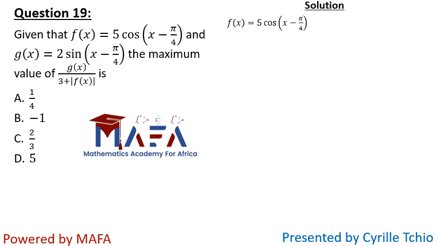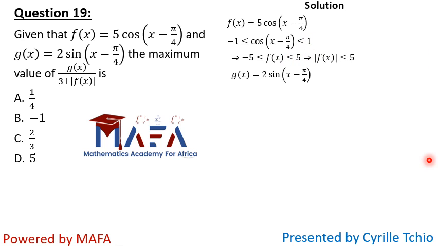We have f of x equal to 5 cos of x minus pi on 4. But we know that negative 1 is less than or equal to cos of x minus pi on 4, less than or equal to 1, for every value of x. Yes, this inequality holds for every value of x, because cosine is always between negative 1 and 1. If you multiply every side of this inequality by 5, you are going to have negative 5 less than or equal to 5 cos of x minus pi on 4, which is f of x, less than or equal to 5. This implies the absolute value of f of x is less than or equal to 5.